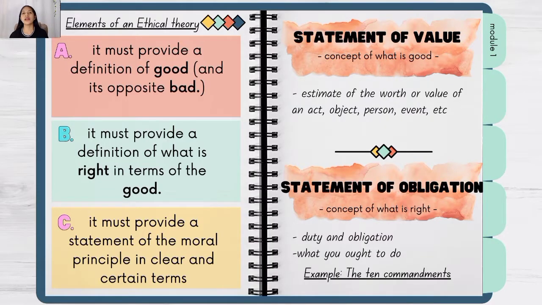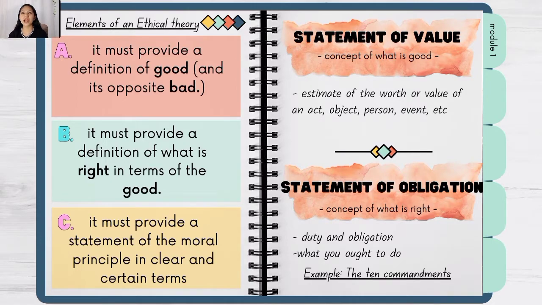There are three elements of an ethical theory. A. It must provide a definition of good and its opposite bad. B. It must provide a definition of what is right in terms of the good. C. It must provide a statement of the moral principle in clear and certain terms. When you are comparing and contrasting ethical theories, there should be these three elements, because without them you only have an incomplete theory.